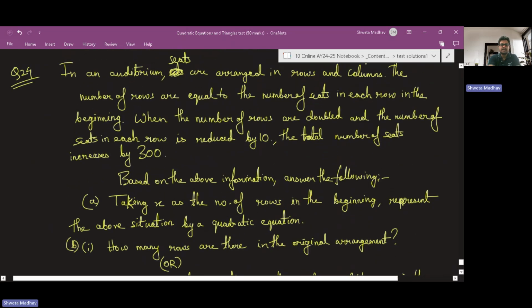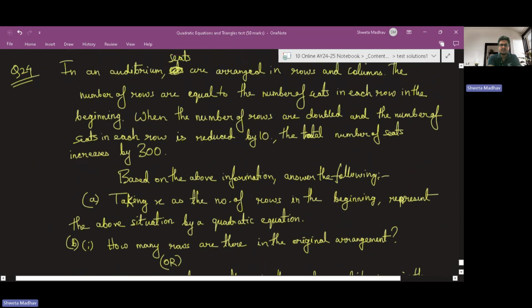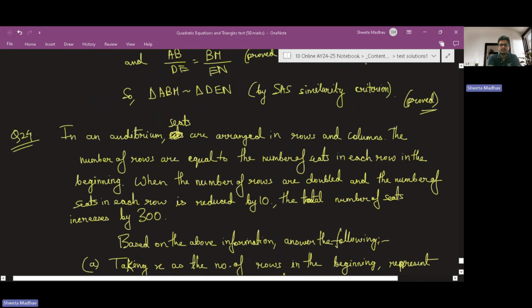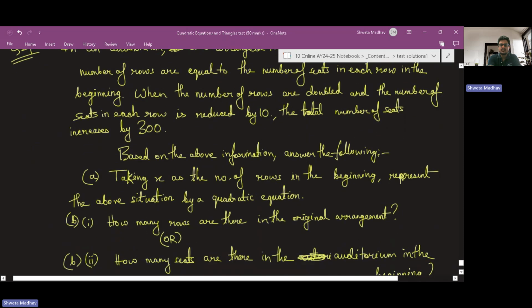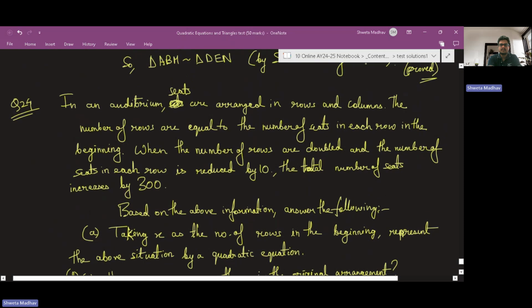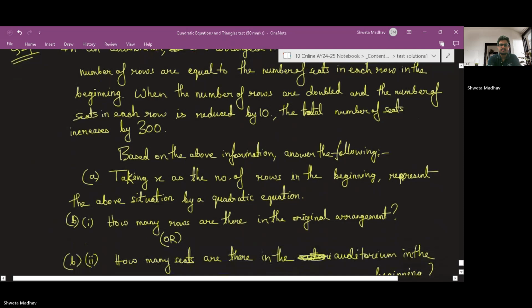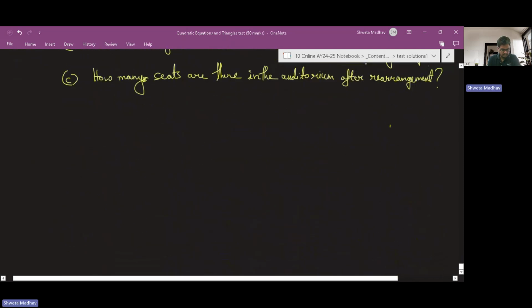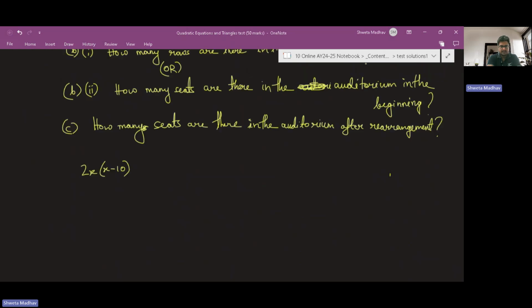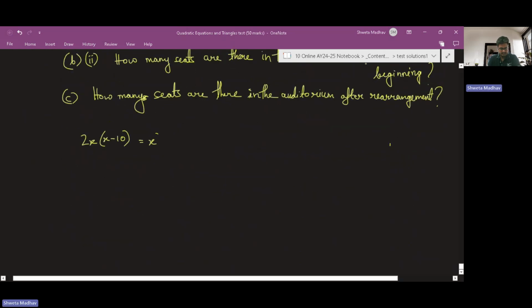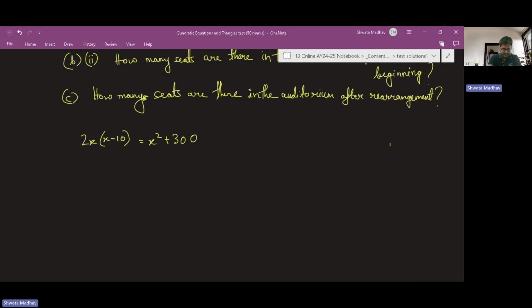Now here you have to take x as the number of rows in the beginning. So the number of rows is equal to the number of seats in each row. The number of rows is doubled, and the number of seats in each row is reduced by 10. The total number of seats increases by 300. So the number of rows is doubled, it means 2x. So the new number of rows is 2x, and in each row we have x minus 10 seats, and that is equal to x squared plus 300 since the number of seats has increased.